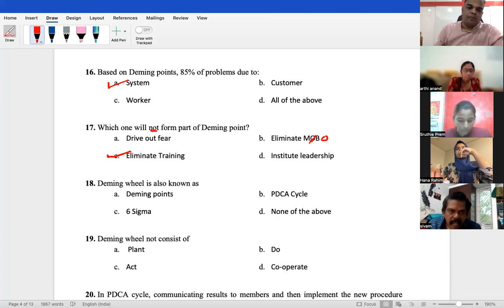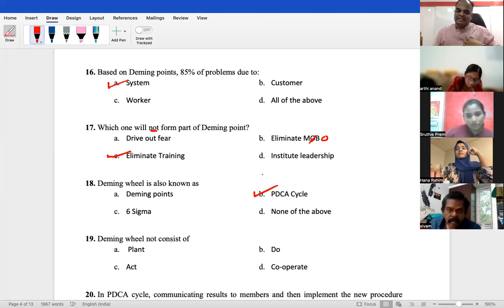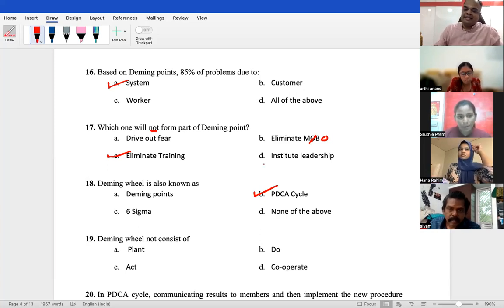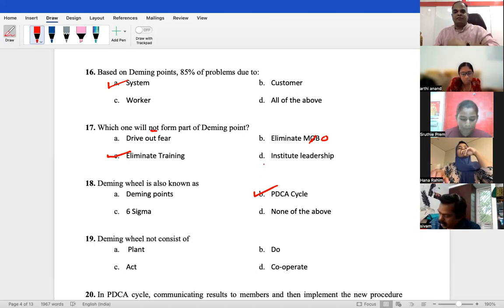Next. Deming wheel is also known as Deming points, PDCA cycle, Six Sigma, none of the above. PDCA cycle. Deming wheel, also called Shewhart cycle or PDCA, plan do check act cycle, or PDSA cycle. Okay, this is all the alternative. PDCA, PDSA, Shewhart cycle. Next.